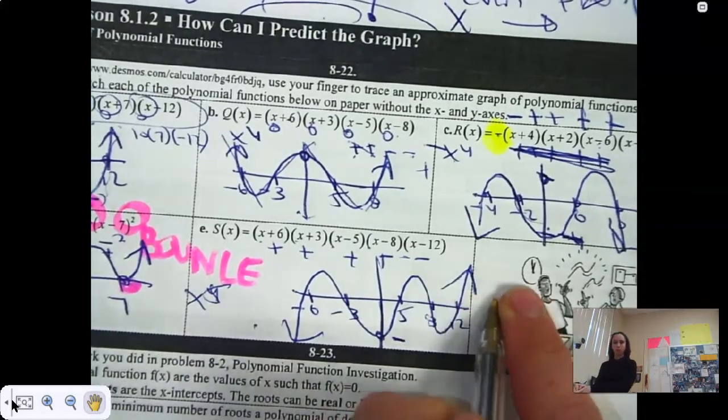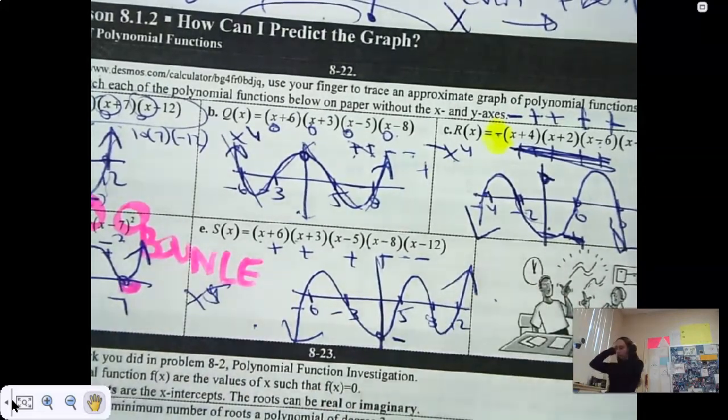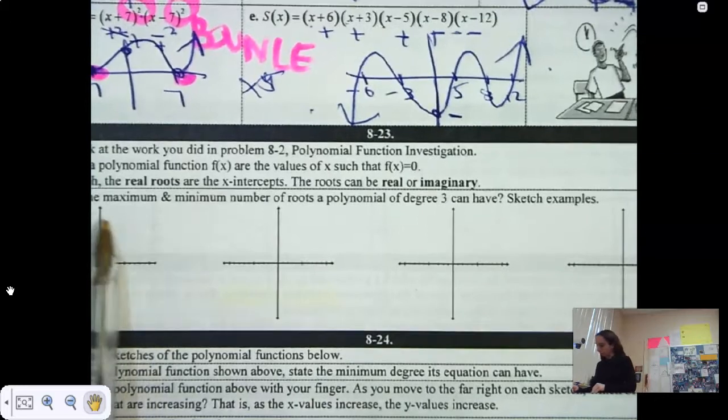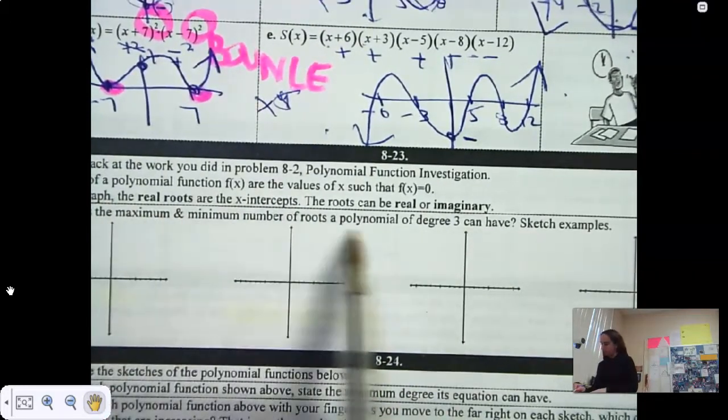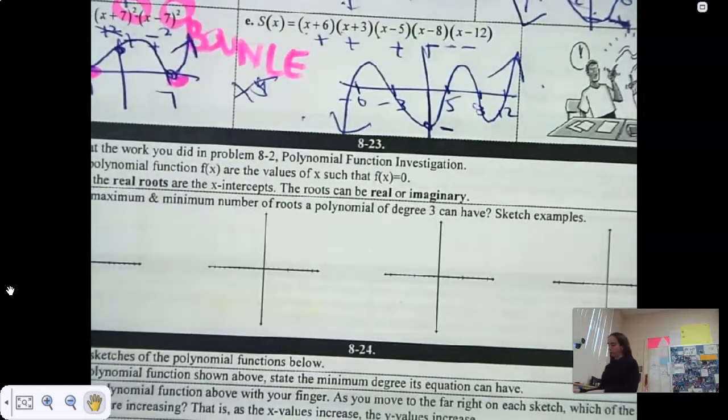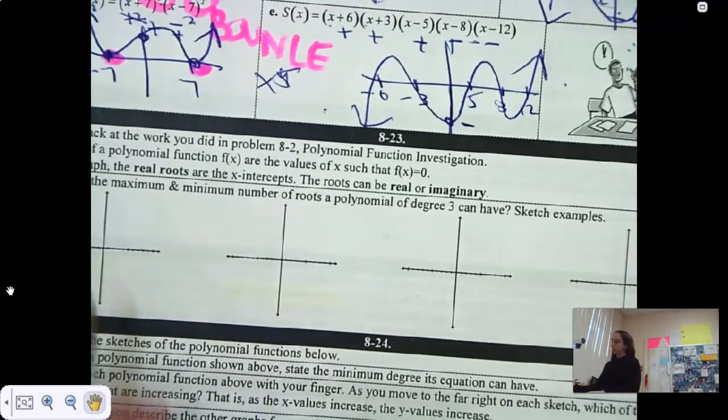Negative behavior, positive behavior. So I feel like if I was doing this quiz, something I would say is, okay, create a function that would give me a negative end behavior and have a degree between 10 and 15. Okay? That would be a great question. All right, look back at your work from this, on a graph, the real roots. What is the maximum and minimum number of roots a degree 3 can have?